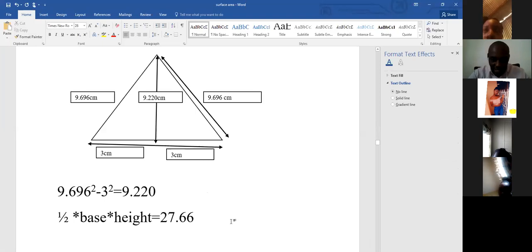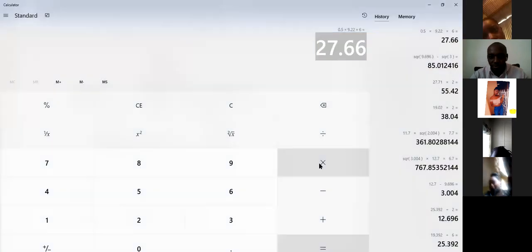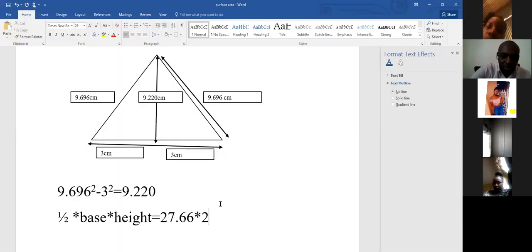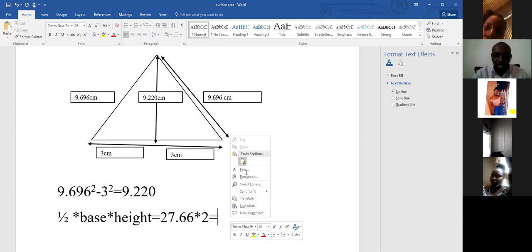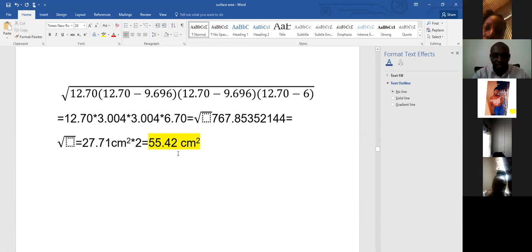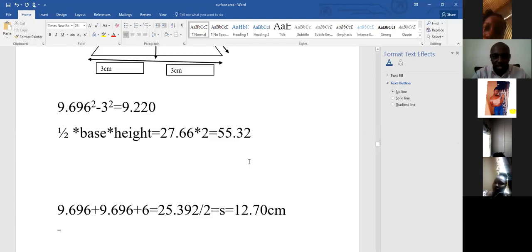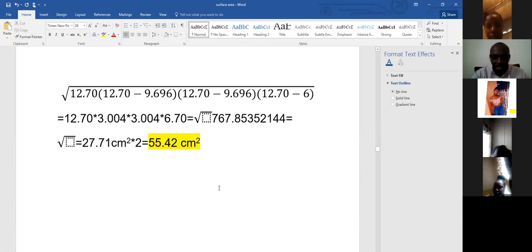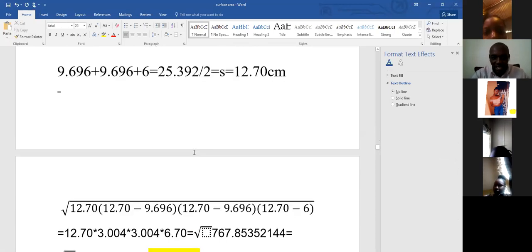This is the answer. So this one you can multiply by 2 to get 55.32. I'll share this. So this one I multiplied by 2 to get this answer here that I found. So 55.32. Let us see what we got in this other example. 55.42. Why am I getting a different answer? 32 and 42 is supposed to be nearly similar. So unless you have made a mistake somewhere. So you can see the answers are actually very similar.